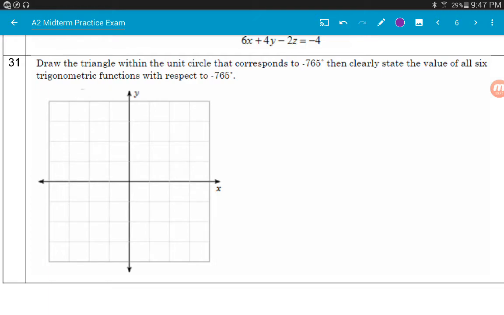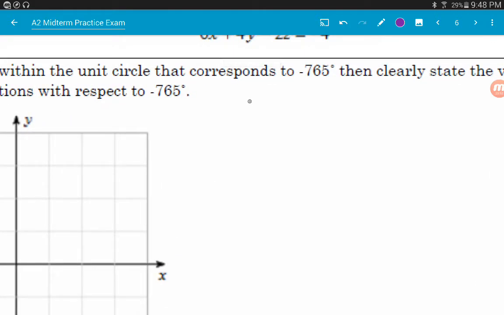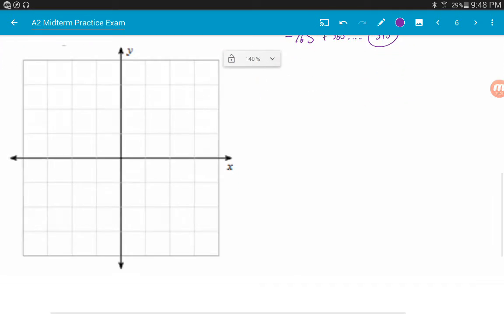So here's what we need to do. You only have 3 trig functions you know, sine, cosine, tangent. That's it. So you would state all 3. So the first problem, negative 765, is not a good angle. So I'm going to keep adding 360 until it becomes normal, and that's going to be 315 degrees. That's what it's equal to. 315 degrees would be over here in quadrant 4.